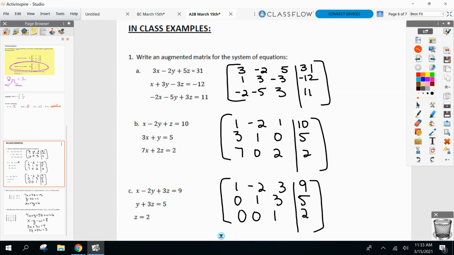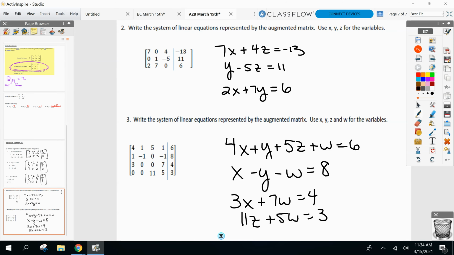And then numbers 2 and 3. No variable if there's a 0 there.